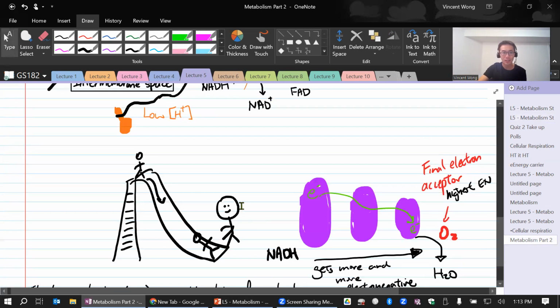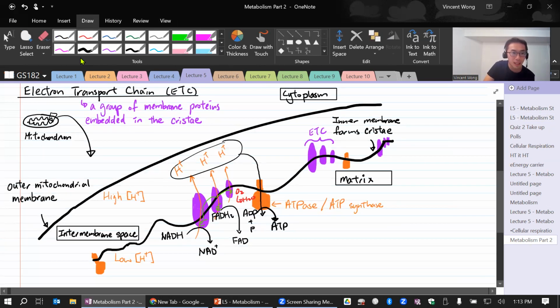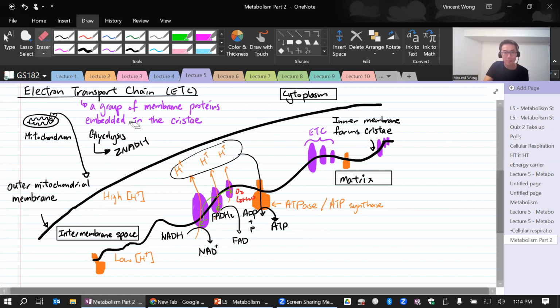Okay, so let's take a look at here. Again, you don't have to draw this if you don't want to. You can just watch. From glycolysis, we produce 2 NADH. These 2 NADH need to go all the way to the ETC, but it's so far away. You're telling me I have to cross 2 membranes to get there? It's just not possible. The molecule is too big. It can't fit through 2 membranes and get to the ETC.